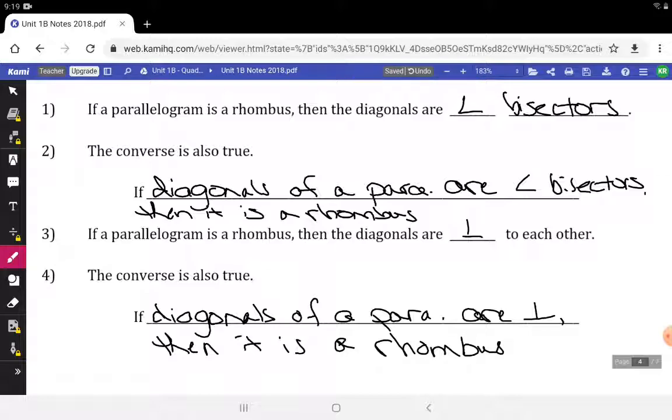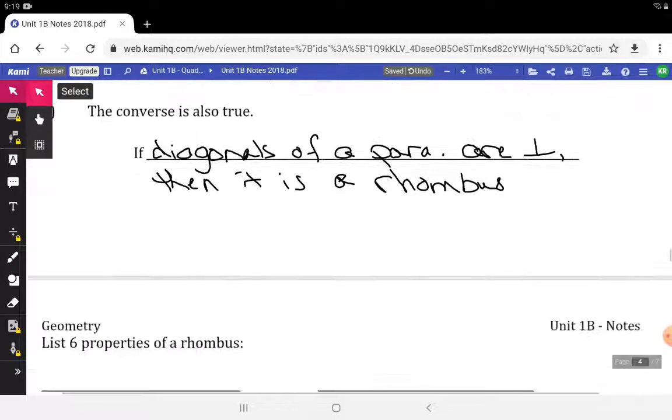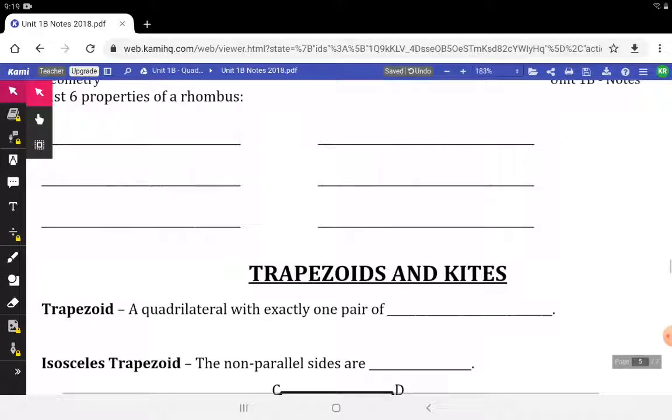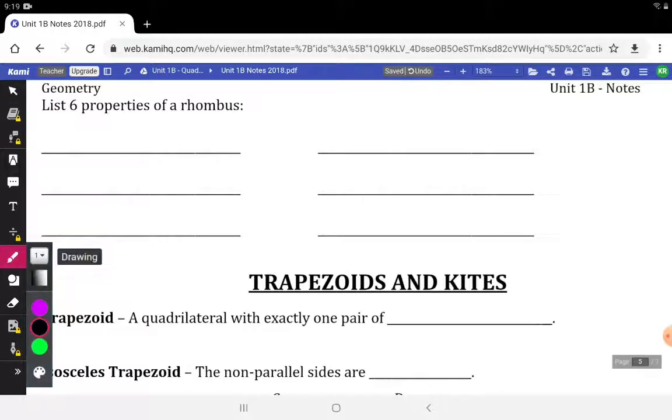So now, just like with the rectangles, we are going to list all of the properties of a rhombus together and remind ourselves that if we combine the properties of a rhombus and the properties of a rectangle, then we have all of the properties of a square. So a square basically does everything. So the 6 properties of a rhombus, we know that all 4 sides are congruent.